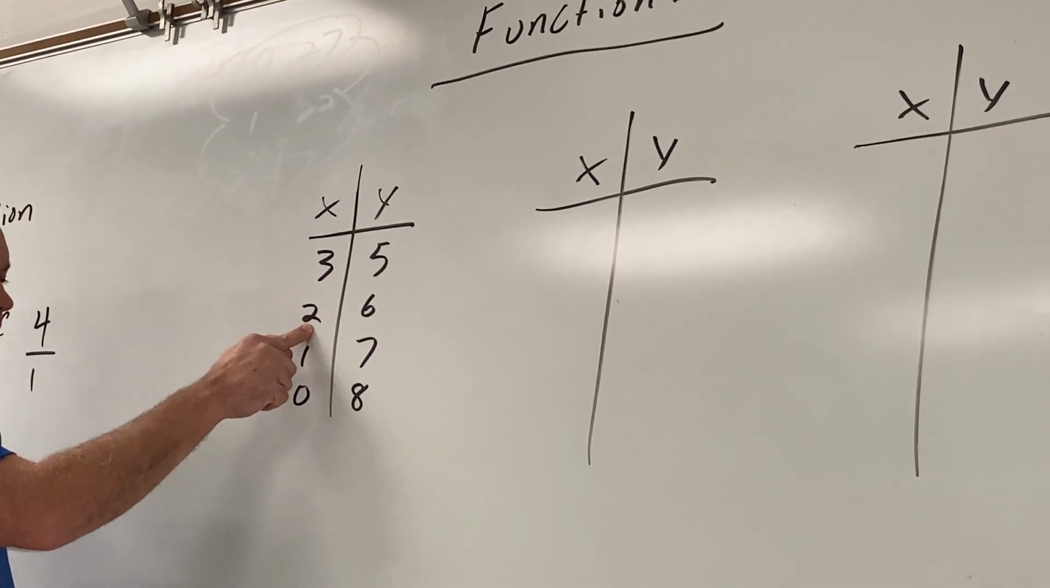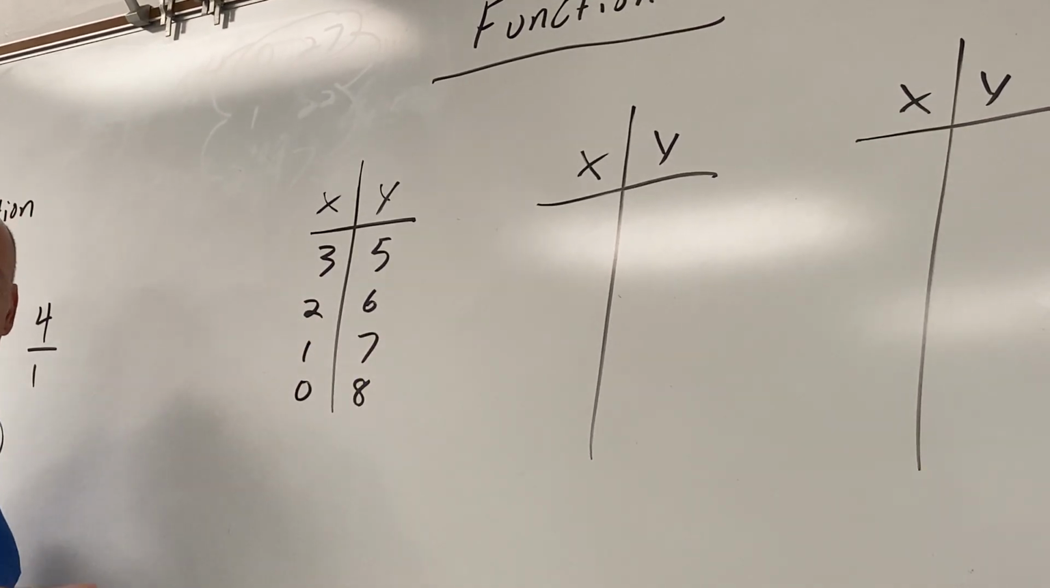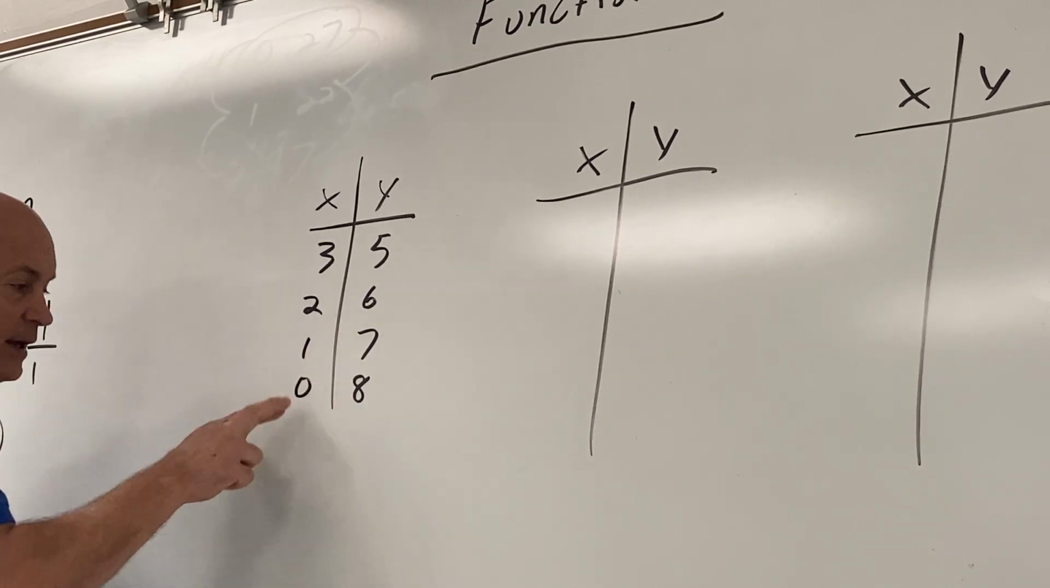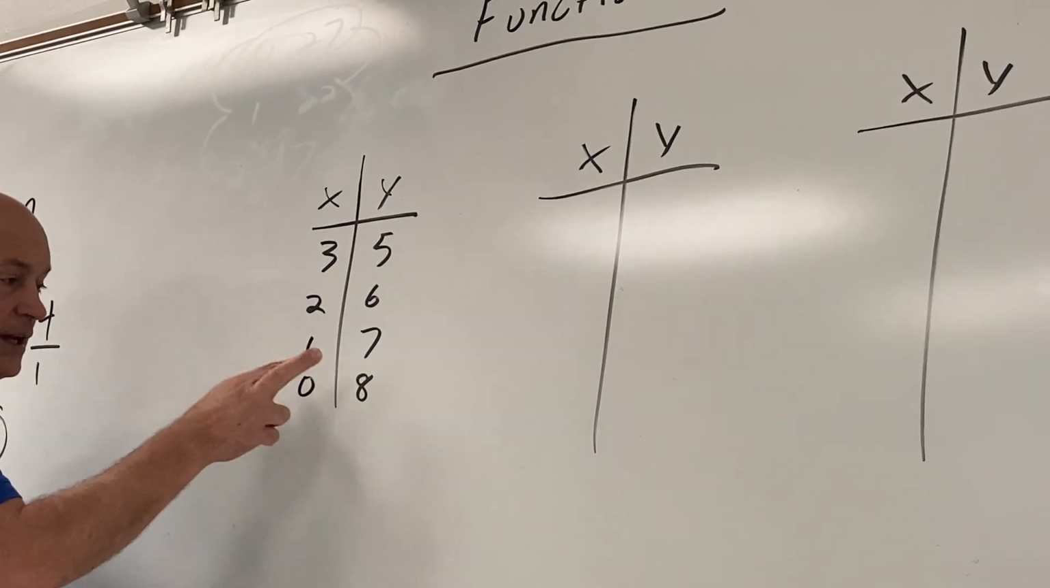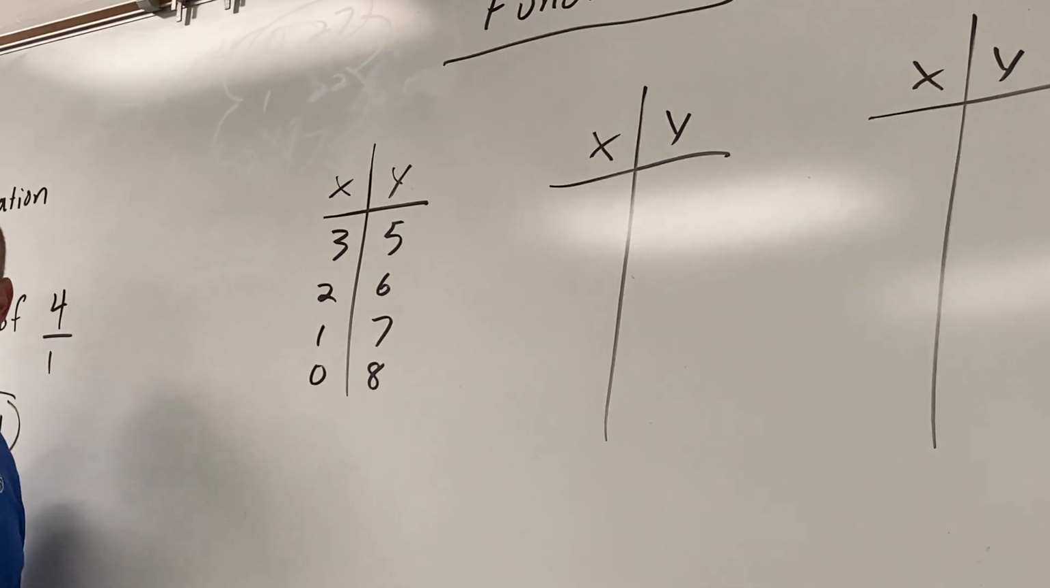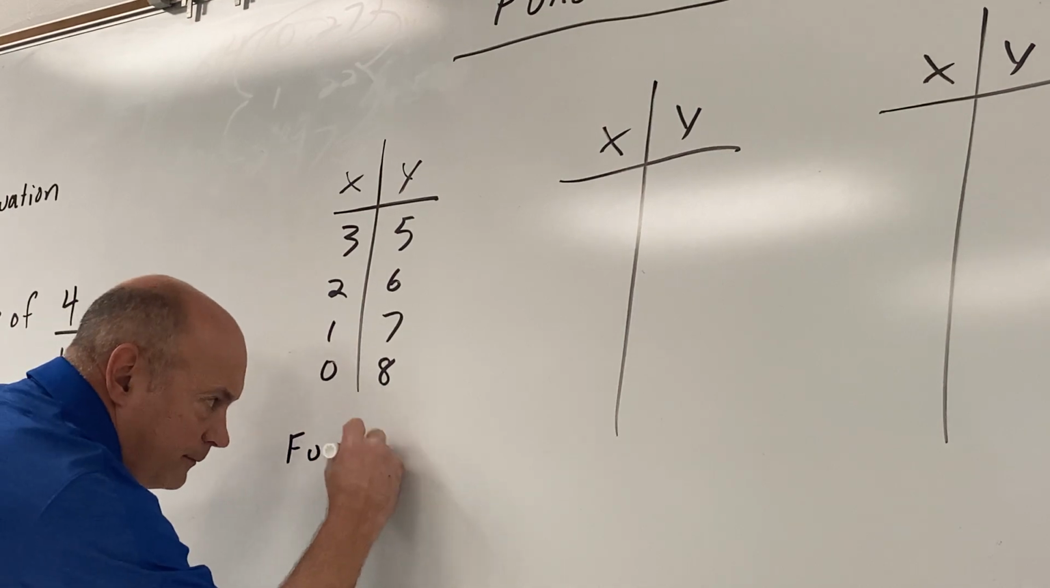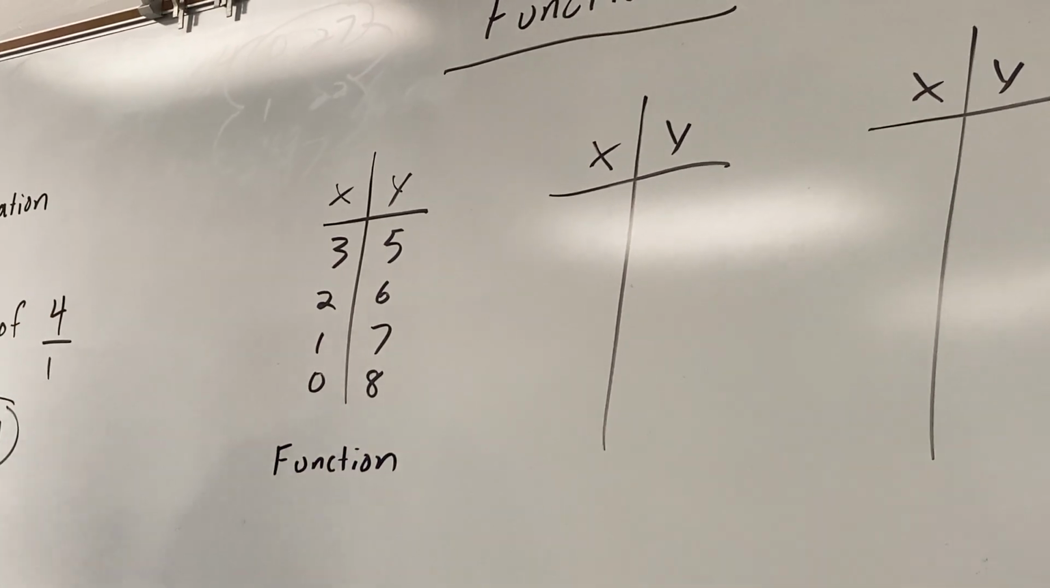Who's her boyfriend? 6. Is 2 cheating? No. How about 1? Who's her boyfriend? 7. Is she cheating? No. How about 0? Who's her boyfriend? 8. Is she cheating? No. Are any of the ladies cheating? No. Then this is a function. All right?